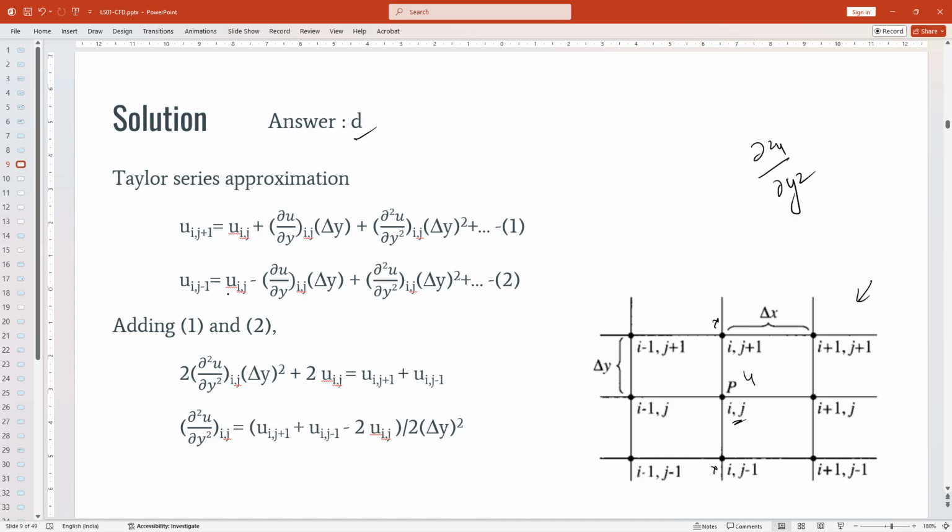Similarly, u of i j minus 1 will be u of ij minus del u by del y at ij into delta y plus del square u by del y square at ij into delta y square minus, here it will be alternating plus and minus. So the conversion of this del square u by del y square will be lying here and here. We are taking this Taylor series approximation and trying to establish this.